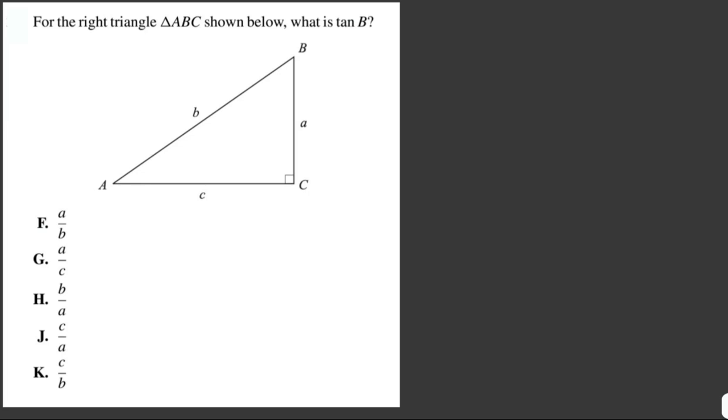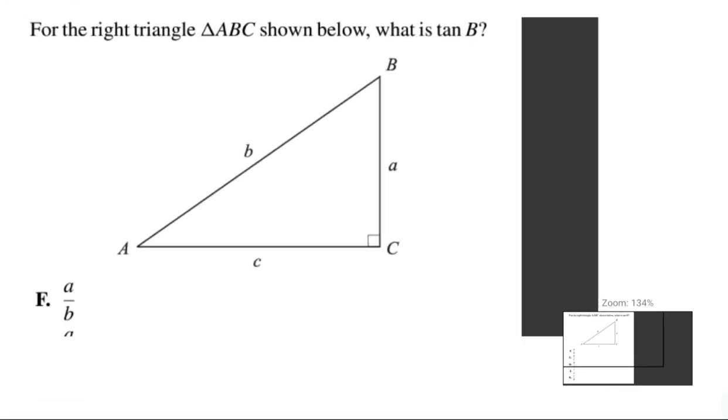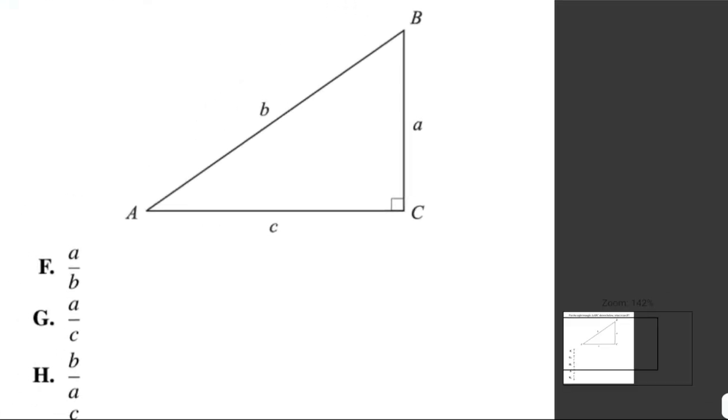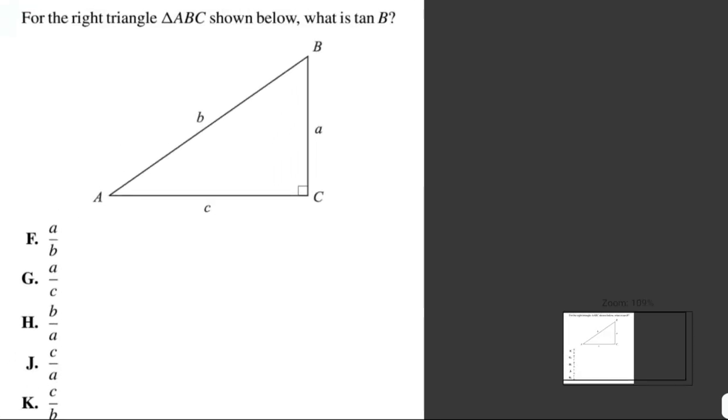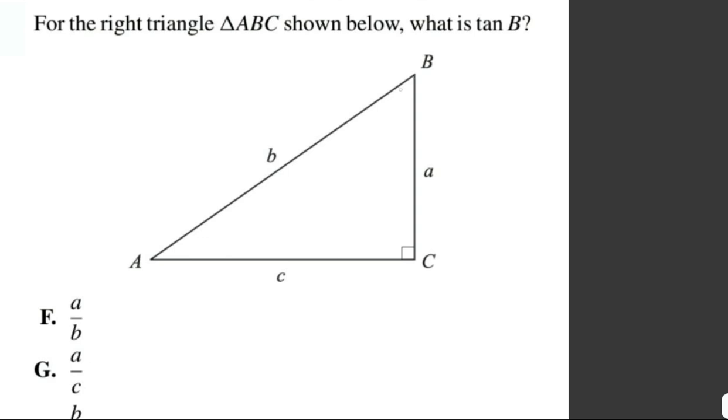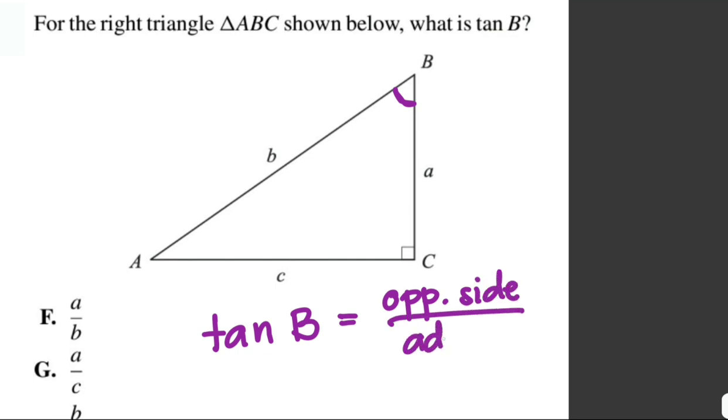For the right triangle, triangle ABC shown below, what is tangent B? Now to find tangent B in triangle ABC, we take the ratio of the length of the opposite side to the length of the adjacent side. So let's determine angle B first. This is angle B, and the tangent of an angle, which in this case is B, is just equal to the opposite side over the adjacent side.